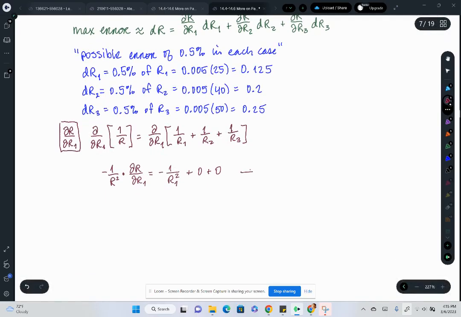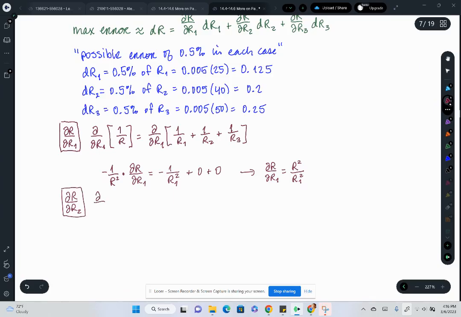That means now I can solve for del R1 by multiplying both sides by negative R squared. And I get positive R squared over R1 squared. Okay, that's cool. That's a lot nicer than I thought it would be. So then we look at del R2.